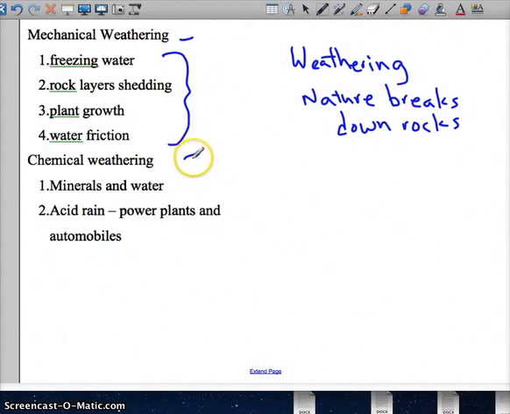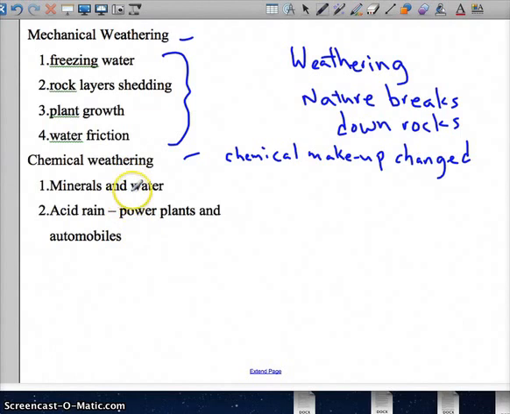Here you have chemical weathering. We said mechanical weathering was where the rocks do not change composition. The wear down does not change the composition. You can imagine what chemical is. Chemical weathering is when you have wear down of rocks where the rock's chemical makeup is changed. That's not the case with mechanical weathering. You can see a couple of examples we have here: minerals and water, and acid rain. Let's go to the pictures.